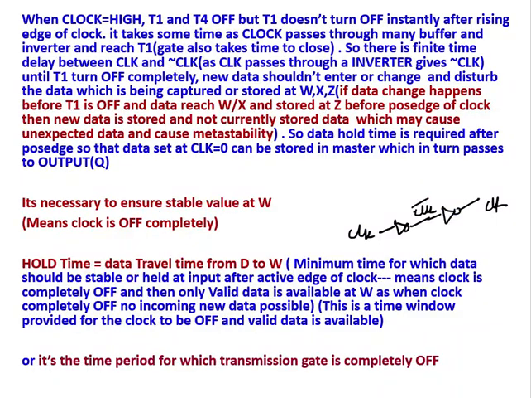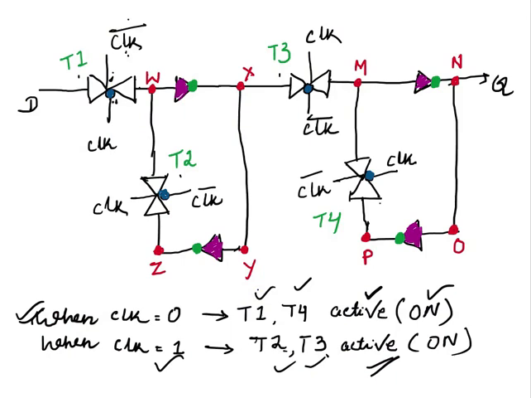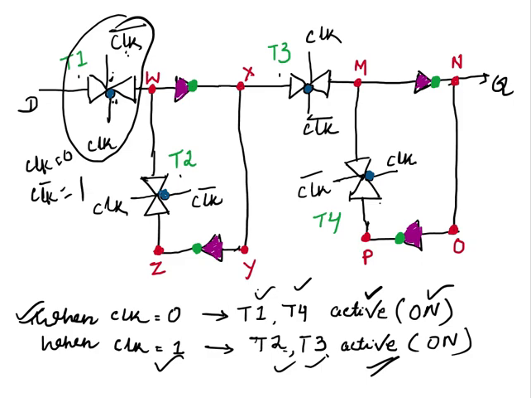Then what is the hold time? We know that when clock equal to high, clock equal to 1, T1 and T4 are off. But what happens? T1 doesn't turn off instantly. This one will turn off when clock equal to 0 and clock bar equal to 1, right? If clock equal to 0 means definitely clock bar equal to 1, then only it will be turned off completely.